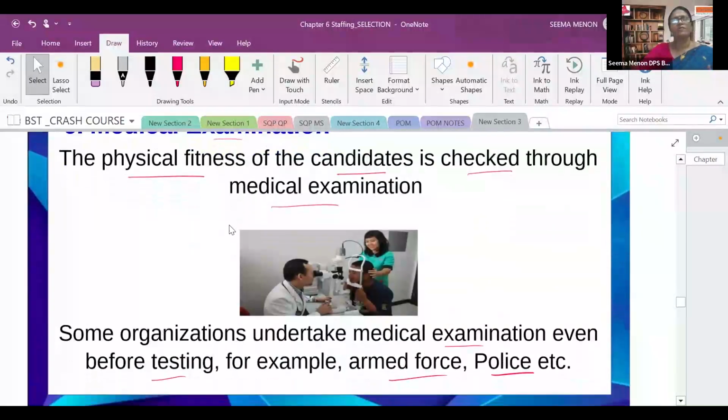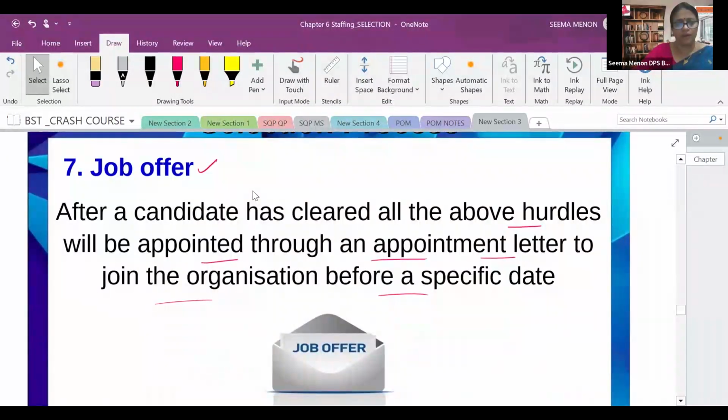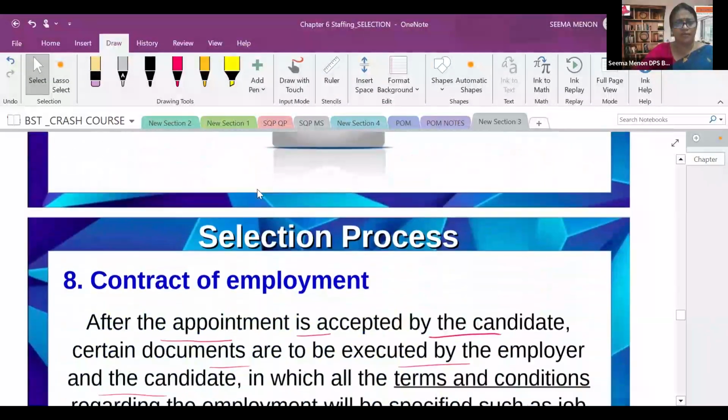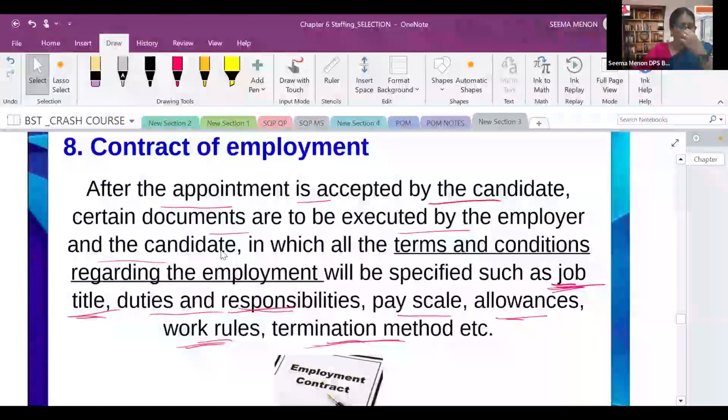Once they are selected, they have to give a fitness certificate. Sometimes the organization will conduct a medical examination, or else the employee has to go for a medical checkup and give the medical certificate. Then comes the job offer, that is the appointment letter, with the date of joining mentioned in it. After they join, they accept the appointment.